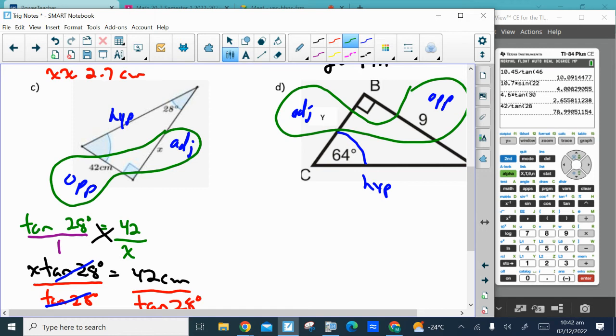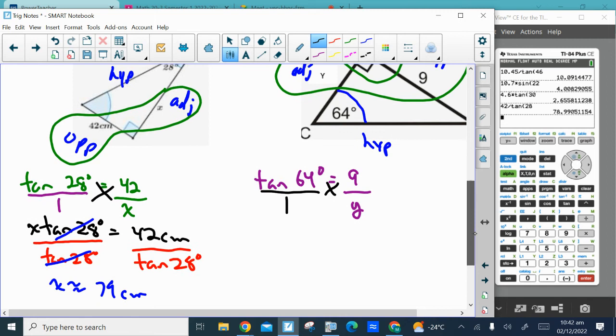So the only one that uses opposite and adjacent is the tangent ratio. The tangent of 64 degrees equals, and the order matters. The toa part tells us it's O first, A second. Opposite on top, adjacent on the bottom. So the variable y will be on the bottom. We make both sides a fraction, so we can cross multiply.